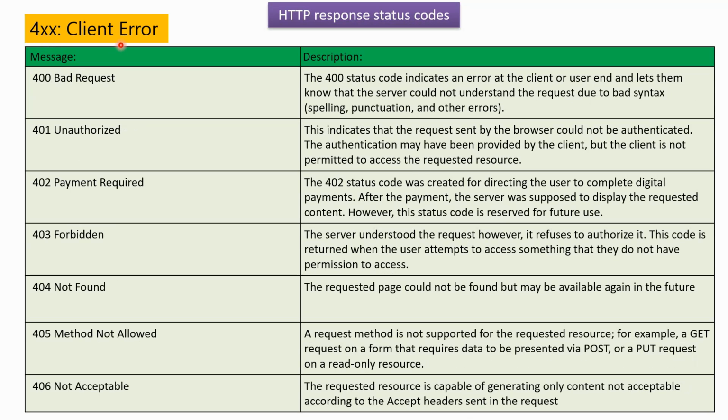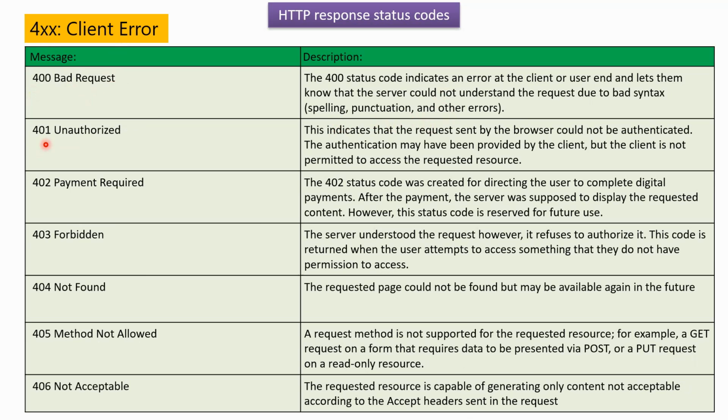400 series, which is nothing but client error. Status code 400, which is nothing but bad request. The 400 status code indicates an error at the client side or user side and lets them know the server could not understand the request due to the bad syntax. Example: spelling, punctuation, and other errors.